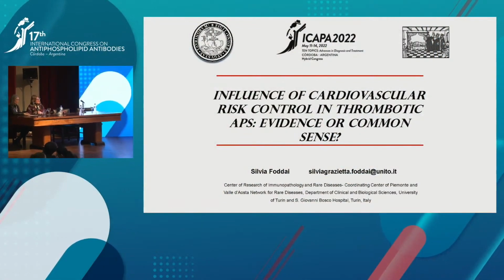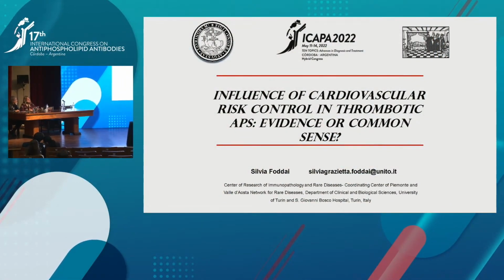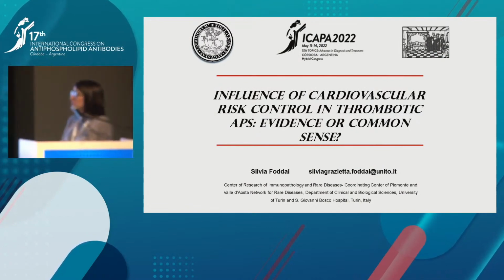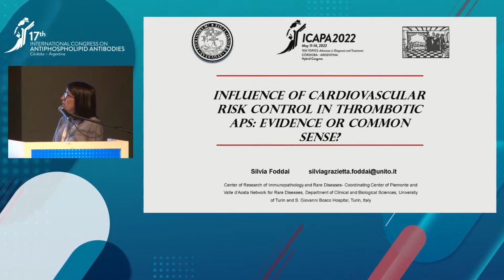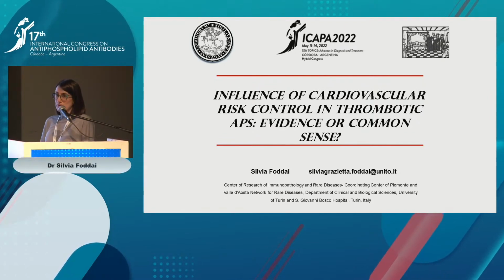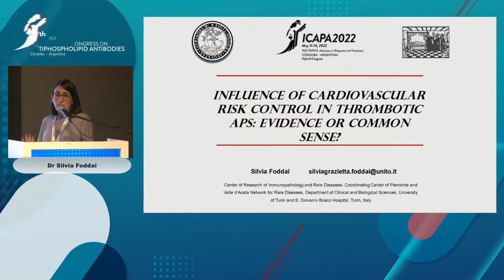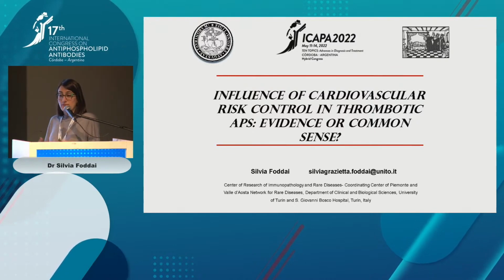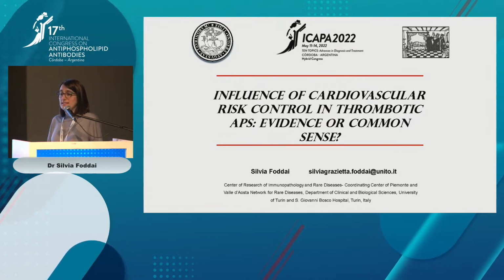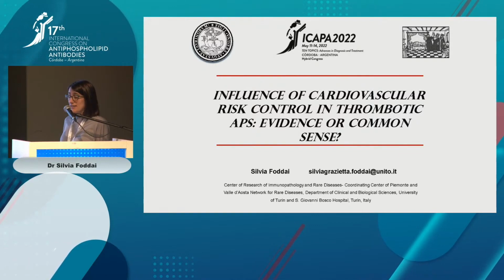So the topic that was assigned to me, and for which I want to thank the Congress Committee, is the influence of cardiovascular risk control in thrombotic APS: evidence or common sense. I know that among us there are important experts who contribute to the development and writing of cardiovascular risk assessment in APS and can navigate this very intriguing but intricate topic. So I want to start my speech with a clinical case.